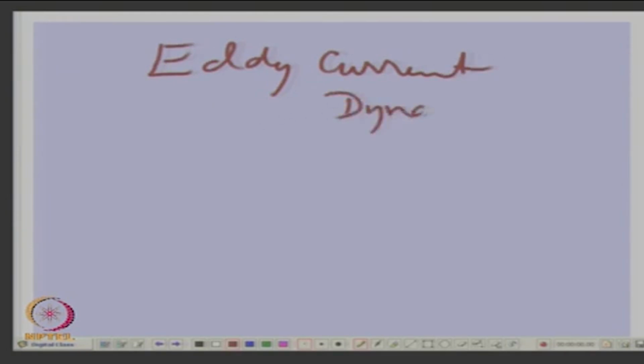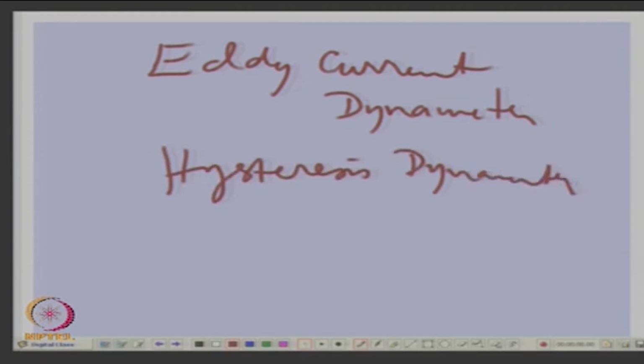There are also eddy current dynamometers, typically for medium ranges, and there are hysteresis dynamometers. See, what is a dynamometer? A dynamometer has to dissipate the heat. It is artificial loading of the motor. Even when you apply a brake on your bicycle, it generates heat. Any brake generates heat, because what is a brake? It is basically destroying kinetic energy. When the kinetic energy is dissipated, there is a power.